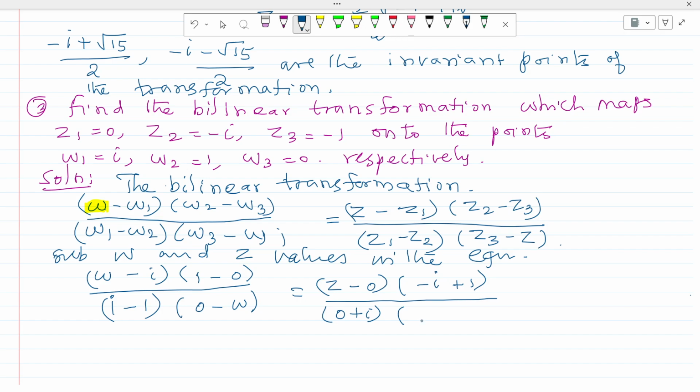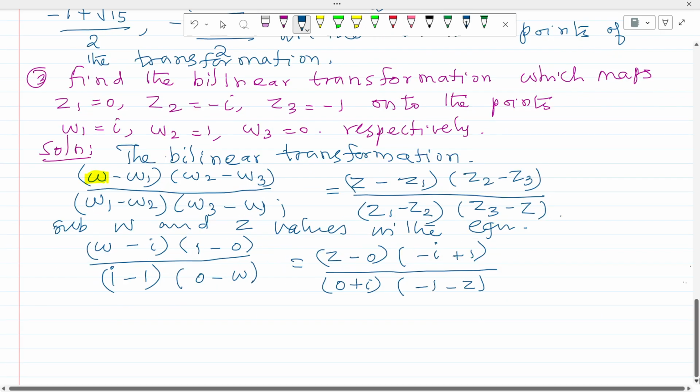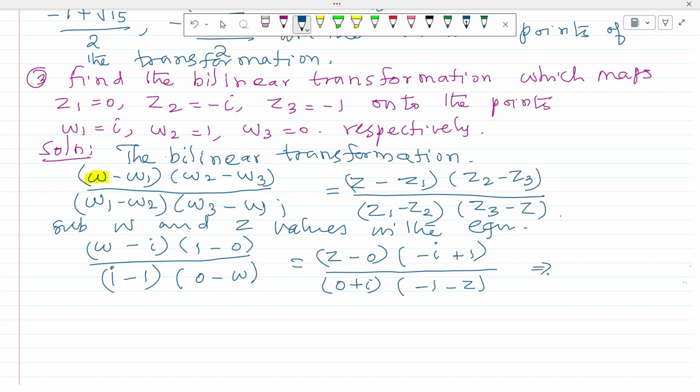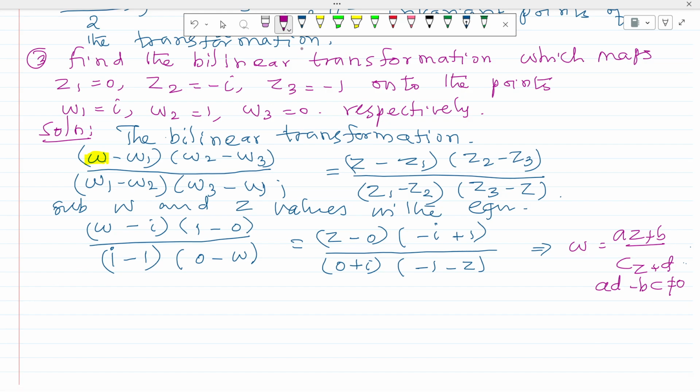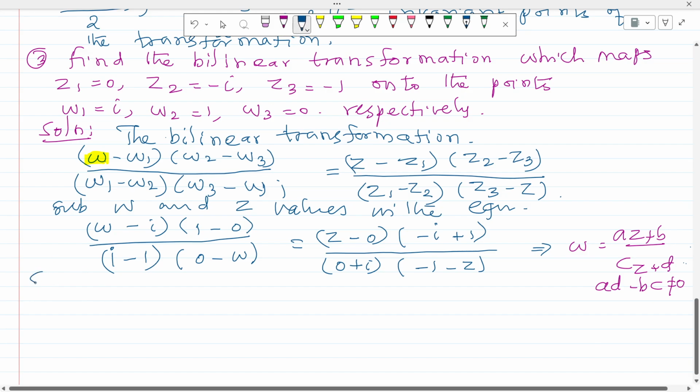Z3 minus z. Z3 is minus 1 minus z. Okay, fine. Now you have to convert this form into what? What is the format? W equal to (AZ plus B) divided by (CZ plus D), but AD minus BC is not equal to 0. That format you have to convert. How to convert this? Simplify. Solving this equation, simplify this one.